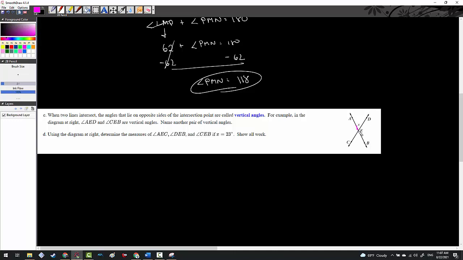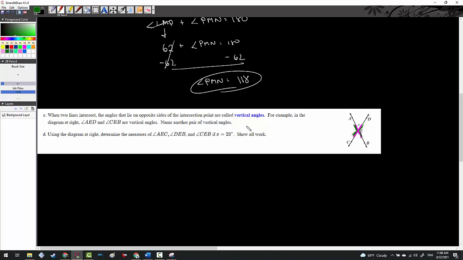Angles AED, so the angle that encapsulates this X where I drew this purple, and angles CEB are vertical angles. So we have to name another pair of vertical angles. Well, notice how the angles are directly opposite of each other. So we could also say, and I'll do this one in black. Oh, the diagram's already in black. So let me do it in green. So here, notice how this angle, AEC, could be vertical to DEB. So let's write that down here.